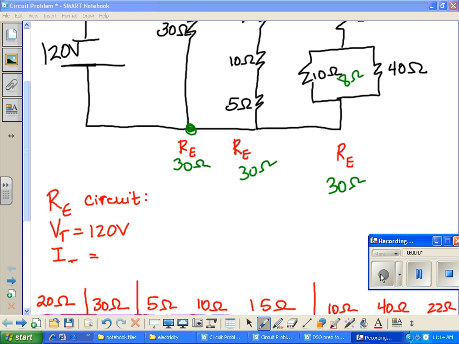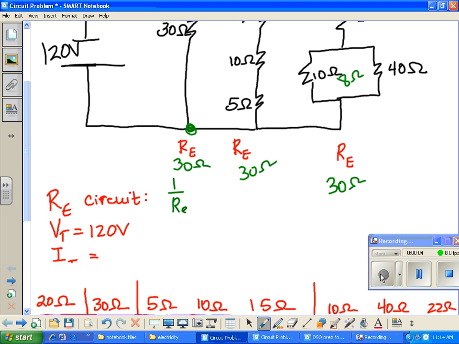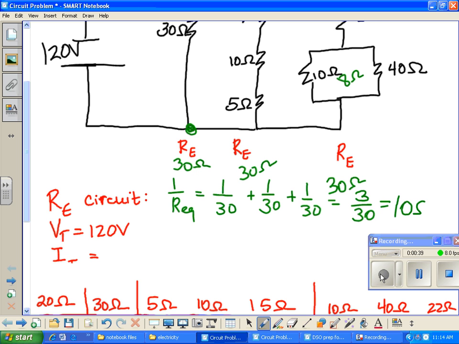You take all the parallel parts and do parallel first. 1 over 30 plus 1 over 30 plus 1 over 30. What is the total of 1 over 30, 1 over 30, 1 over 30? Or 3 over 30, and then you have to take the reciprocal of that number, because you don't want 1 over the total, you want the total. What's 30 divided by 3? Okay, so my total for this whole thing is 10 ohms.